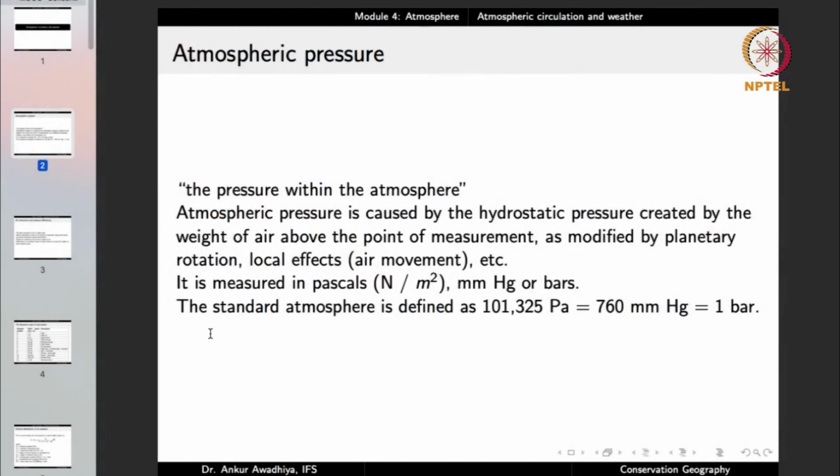Now, the standard atmosphere or the standard atmospheric pressure is defined as 101,325 pascals, which is equivalent to 76 centimeters of mercury or 760 millimeters of mercury. And we also call one atmospheric pressure as equal to 1 bar.